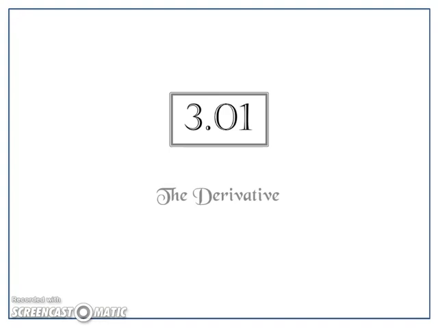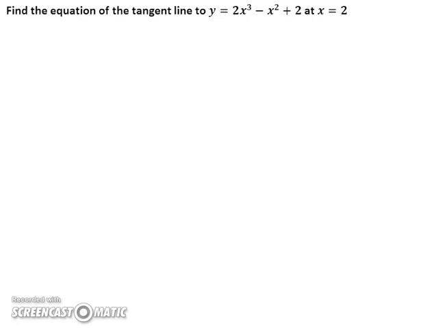In this video, we'll go over an example of how to write the equation of a tangent line when you're given a function. So this is the original function, and we want to find the tangent line, the equation for the line that's tangent at x equals 2.